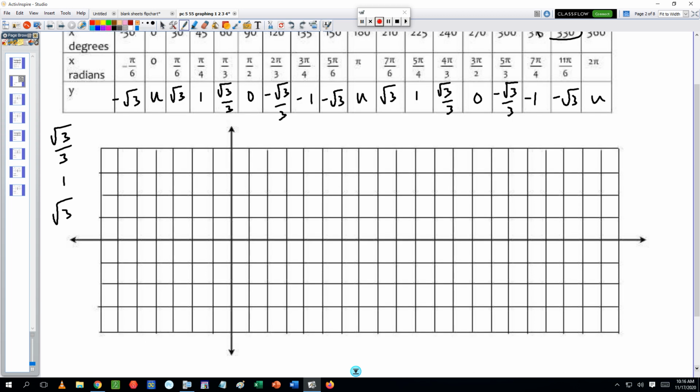Let's fill in a couple of these. So at 0, we have an asymptote. At 90, we do not have an asymptote like the table says. We have a 0. Another 90 degrees, we'll have another asymptote. Another 90 degrees, we'll have a 0. Another 90 degrees, we'll have an asymptote. And so on, so on.